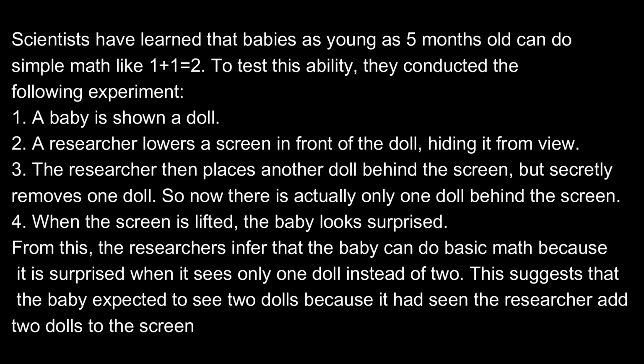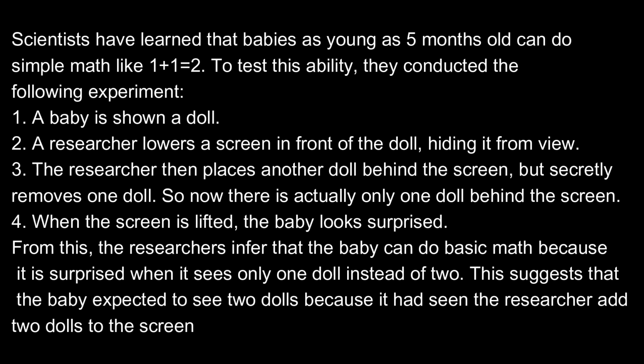Scientists have learned that babies as young as 5 months old can do simple math, like 1 plus 1 equals 2. To test this ability, they conducted the following experiment. 1. A baby is shown a doll. 2. A researcher lowers a screen in front of the doll, hiding it from view. 3. The researcher then places another doll behind the screen, but secretly removes 1 doll. So now there is actually only 1 doll behind the screen. 4. When the screen is lifted, the baby looks surprised. From this, the researchers infer that the baby can do basic math, because it is surprised when it sees only 1 doll instead of 2.